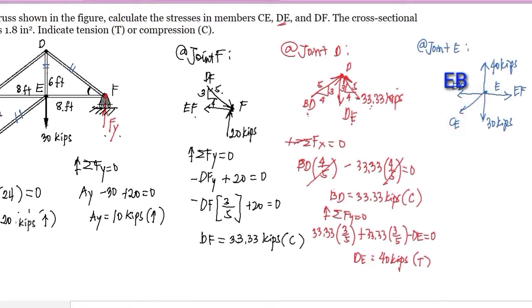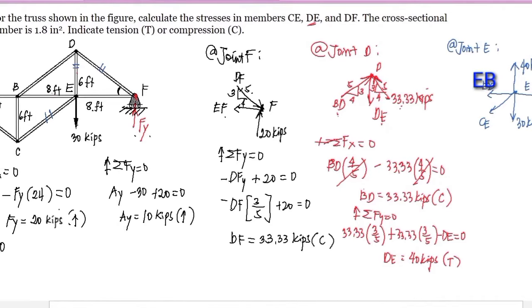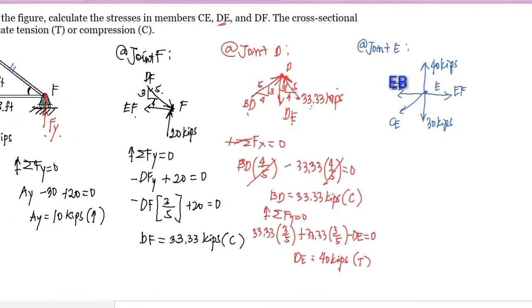So, for the slope of CE, kung titingnan natin dito, we have 6 rise and 8 runs, so ibig sabihin that's 3 rise and 4 runs. So meaning here we have 3 rise, 4 runs, and 5 sa diagonals. So kung titingnan natin dito, since CE lang naman yung kailangan natin, then if we are going to summate forces vertical, makukumpute na natin si CE.